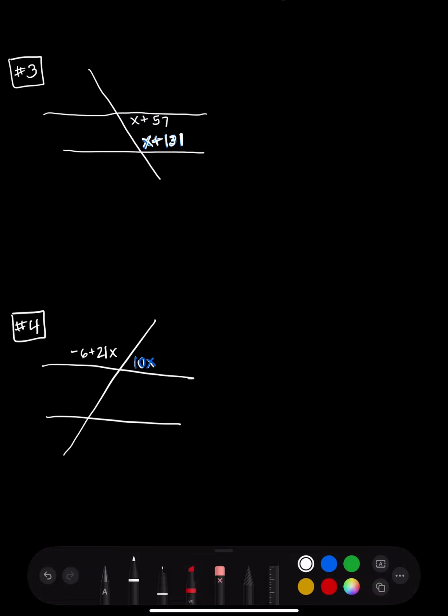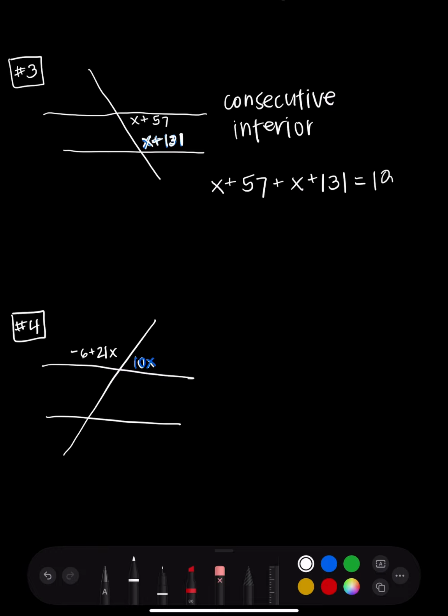And once again, we're going to name the angle first before we solve for x. So these angles, because they're right next to each other on the insides, are called consecutive interior angles. And consecutive interior angles are one of those that add up to be 180. So we're going to say x plus 57 plus x plus 131. So just add both chunks together. It has to be equal to 180.